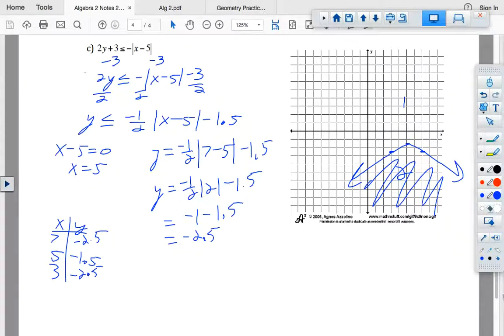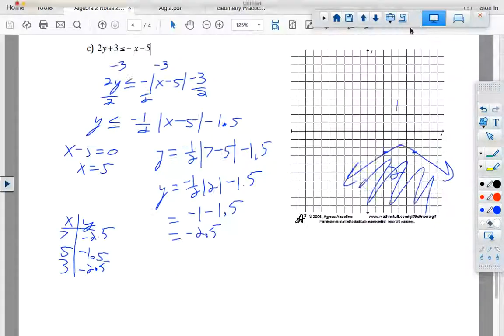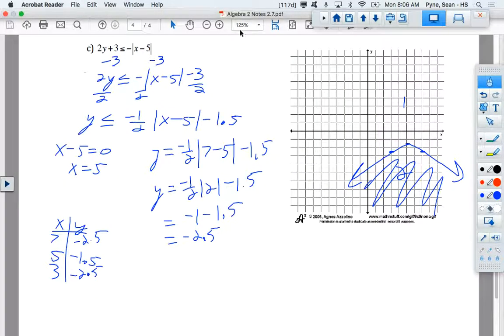Guys, your homework will be 11 to 16, all on the same page. 11 to 16, all on the same page.